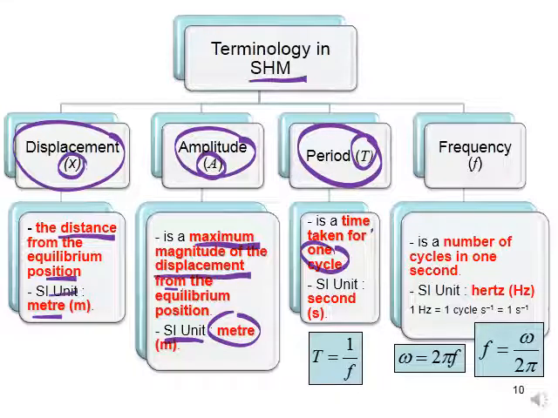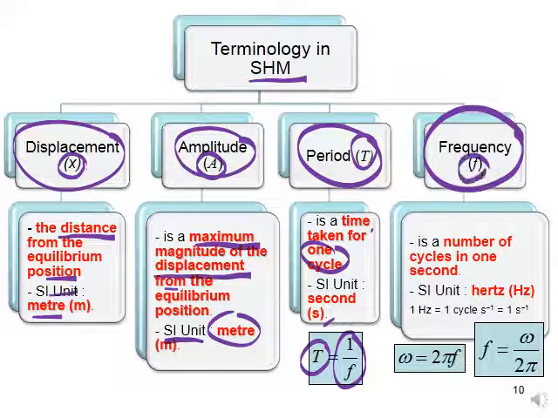SI unit is second. The formula for period T is equal to 1 over f. f is frequency. The fourth one is frequency, symbol f, is defined as a number of cycles in 1 second. SI unit Hertz or Hz. 1 Hertz also is equal to 1 cycle per second and also is equal to 1 per second.